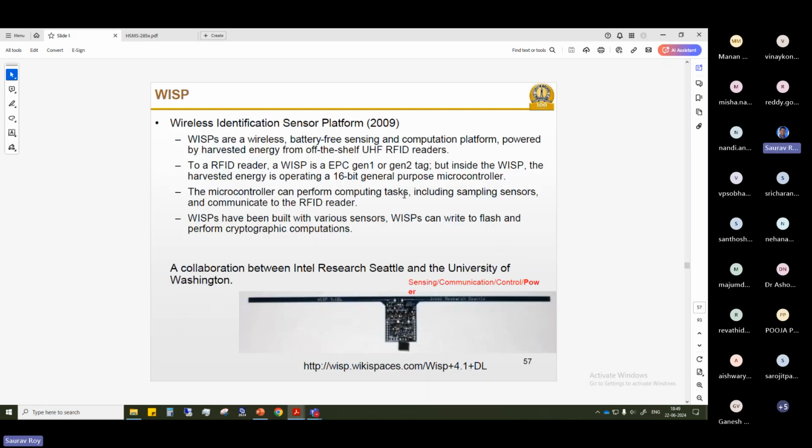The first application after the MIT demonstration was this wireless identification sensing platform in 2009. It was done through a collaboration of Intel Research Seattle and the University of Washington. It was very useful for RFID tags. If you see, they have two long arms, which is actually one dipole antenna connected to a circuit. This is obviously very useful for an RFID reader. You can go into the link and see more about this.